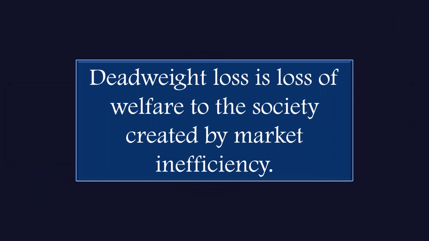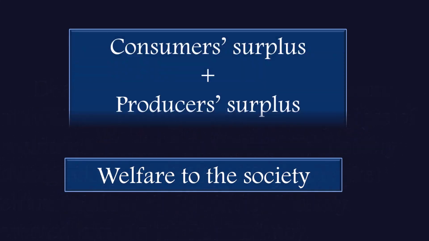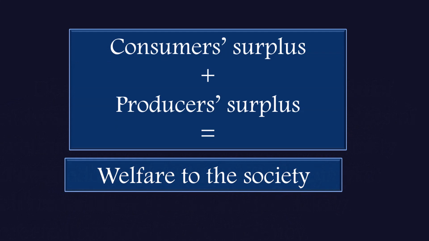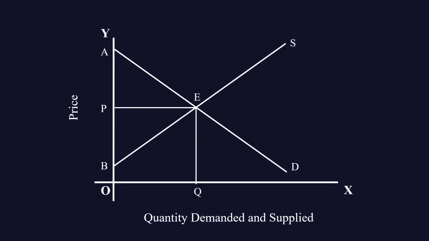Deadweight loss is loss of welfare to the society created by market inefficiency. In simple terms, consumers' surplus plus producers' surplus equal to total welfare of the society. In a perfectly competitive market, there is free interplay of market forces, namely demand and supply. The market functions with full efficiency. So, to understand deadweight loss, we shall start with how the society enjoys maximum social welfare under perfect competition.